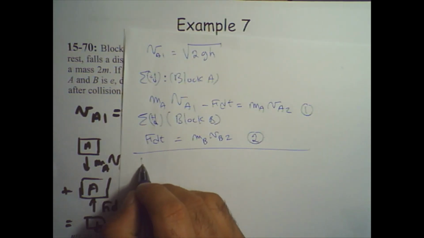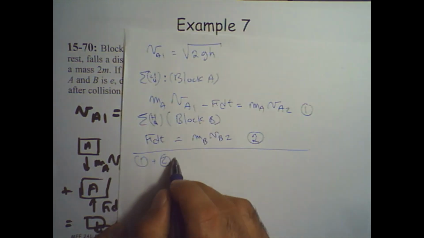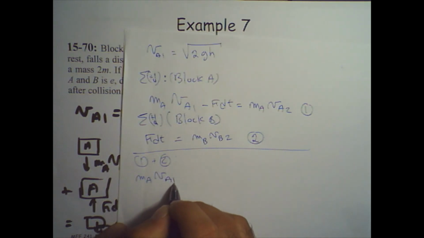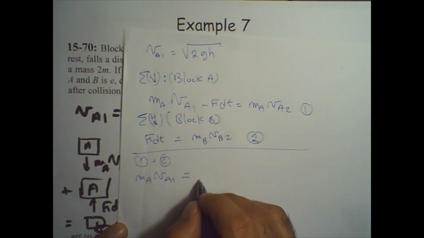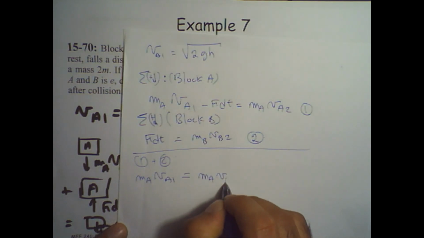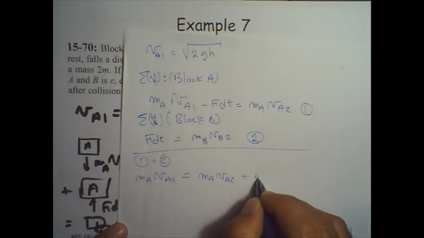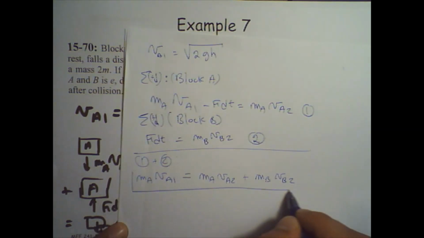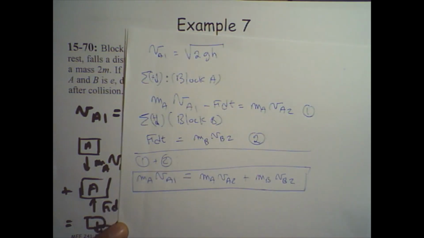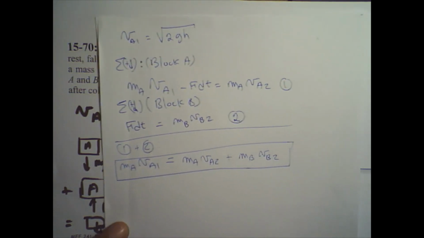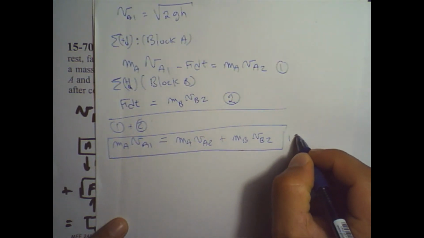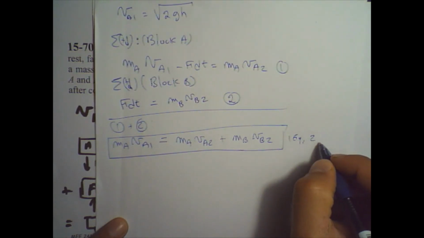And if I sum 1 and 2, I'm going to cancel F dt. So this is the very typical situation that we've been dealing with. You're going to get m_A v_A1 is equal to m_A v_A2 plus m_B v_B2. Alright, now the issue that we have here is basically we have two unknowns, so this is one equation, two unknowns.